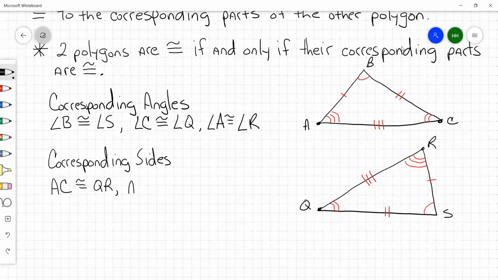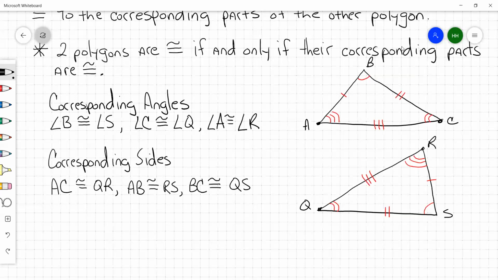Side AB is congruent to which side? RS. And then we've got side BC is congruent to side QS, good. Everybody see that? We're matching up arc marks and we're matching up tick marks.